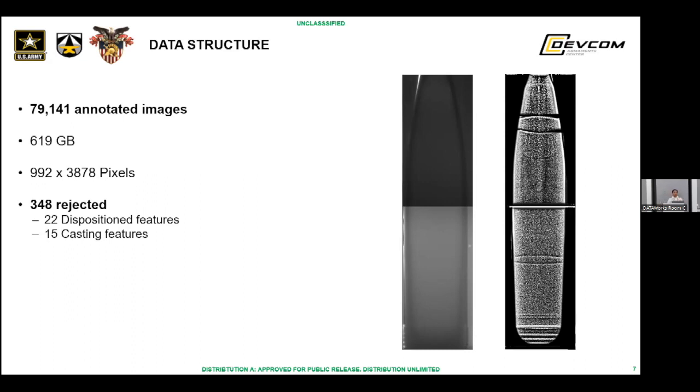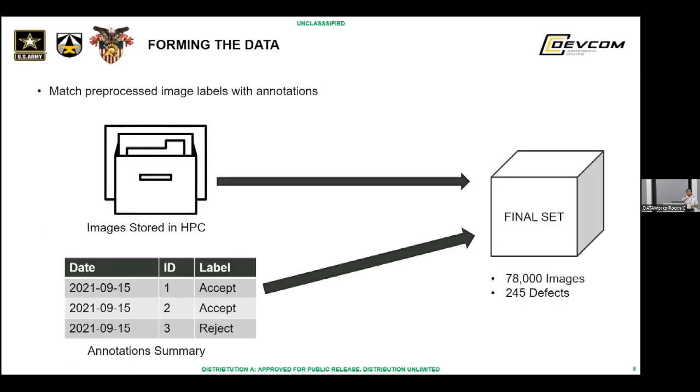And for the casting features that were applied, these are things that I can train the CNN algorithm to learn for. When I formed the data, I took a creation summary from the radiographers and basically matched the labels to create a final test set. This final test set lost about 2,000 images. Either images were missing or they were labeled twice. And the defects reduced down from 350 images to about 245.